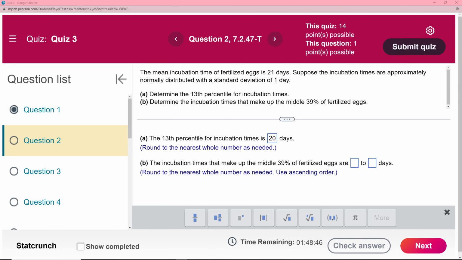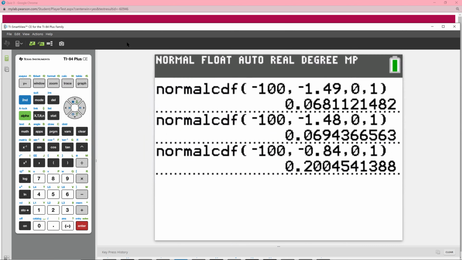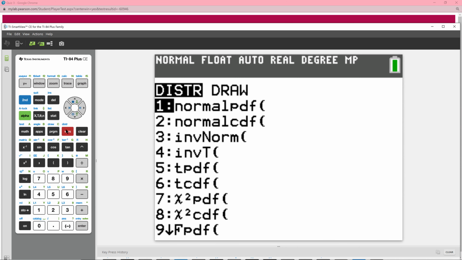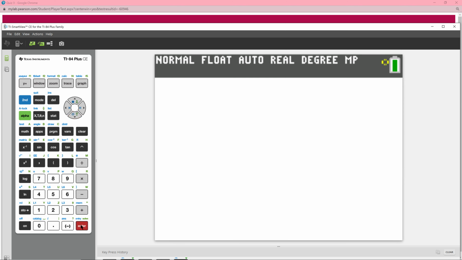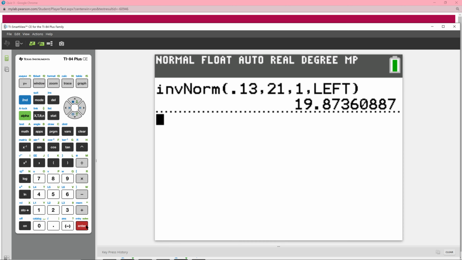We could have done this in the calculator as well, in the graphing calculator. It would not have been too difficult. You simply go to distribution, inverse norm, number 3. The area to the left is 13, because that's what we mean by percentile. We're dealing with 21, and we're talking about the area to the left. We're going to get that 19.87, which rounds off to 20.